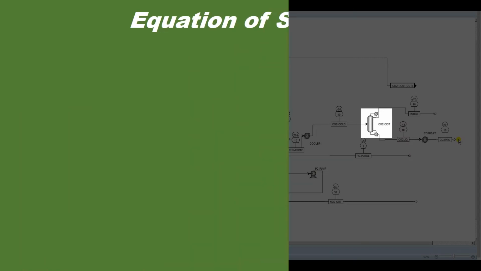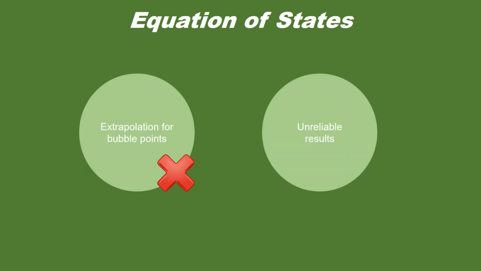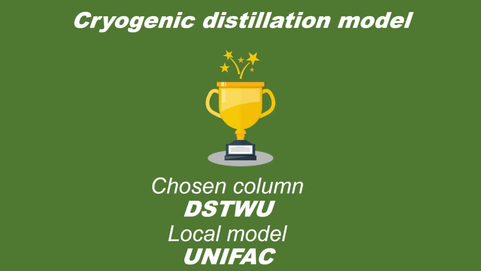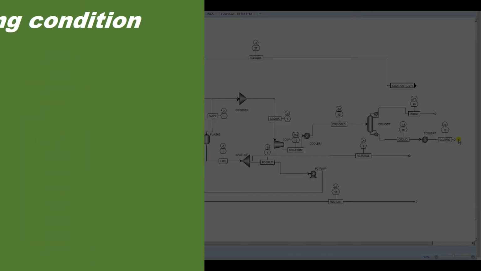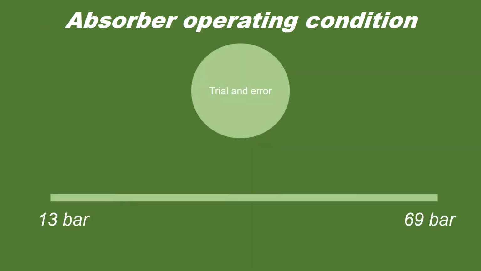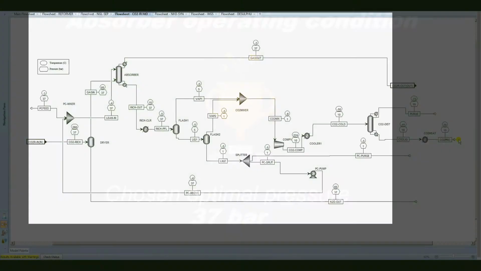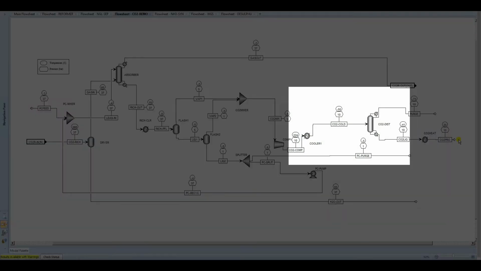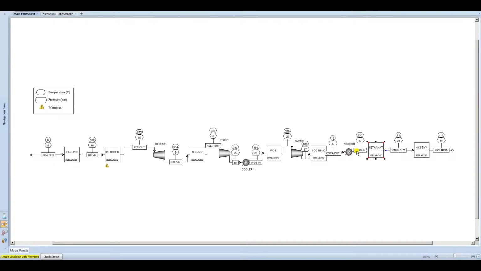This is because equation of state methods use extrapolation to calculate the bubble point at extreme conditions and could give unreliable results. As such, we use an activity coefficient method. Operating conditions for the absorption column were decided by finding a local maximum through trial and error. We varied the operating pressure from 13 to 69 bar as advised from literature sources and found the best separation is achieved at 37 bar. We used the same method and referred to literature sources to find the ideal operating conditions for the cryogenic distillation column to achieve food-grade CO2 product.